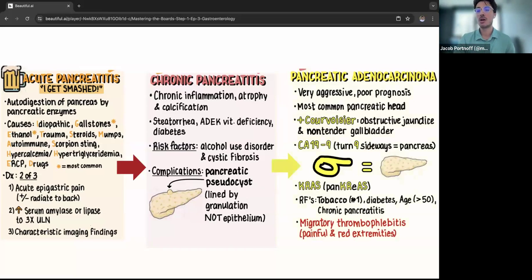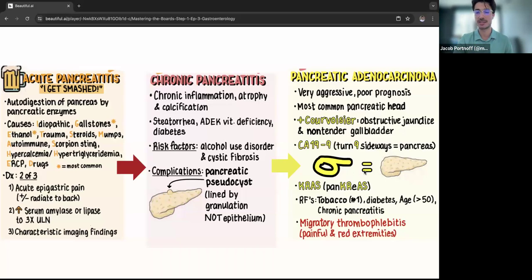Now, coming back to our question at hand, you're going to look out for this positive Courvoisier sign, which is going to be an obstructive jaundice and a non-tender gallbladder, okay? So unfortunately, pancreatic adenocarcinomas are very aggressive and they have a poor prognosis. They most commonly occur at the head of the pancreas here.